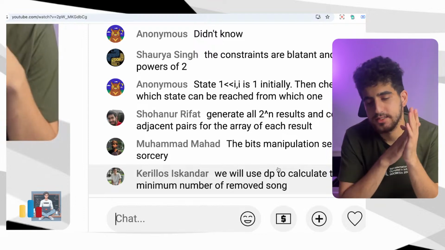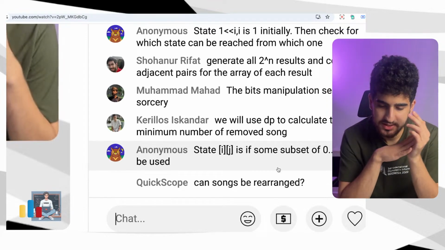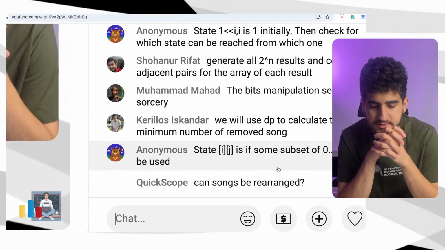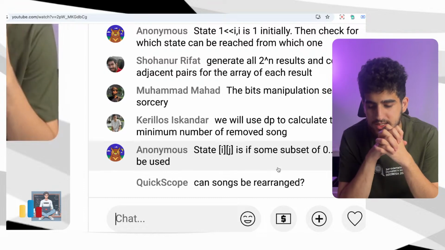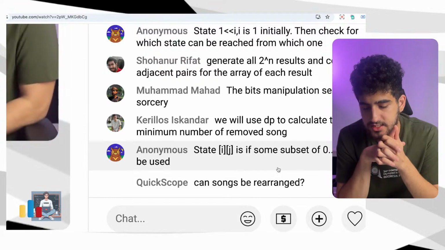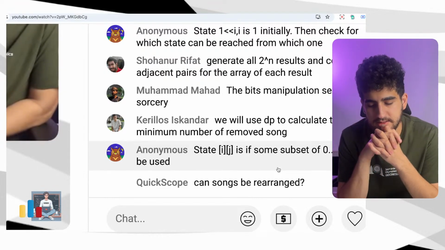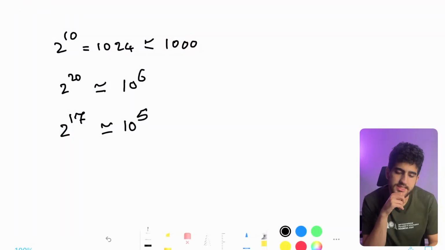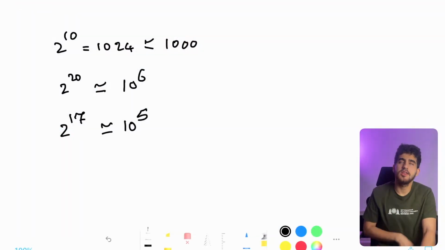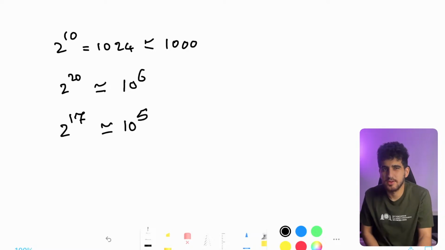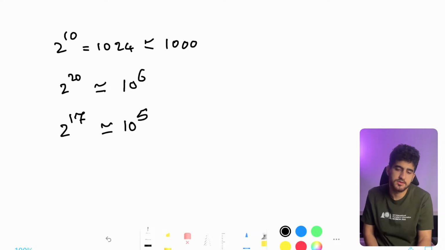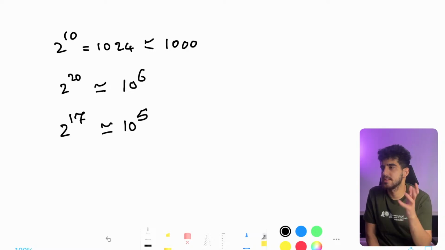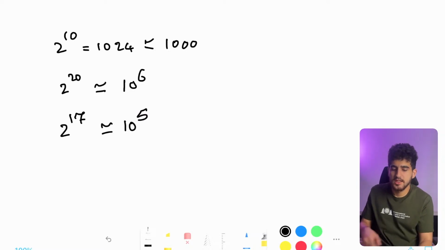These are all very interesting ideas. Good job, guys. The set i, j is some subset of 0 to i that can be used. Yes, songs will be rearranged at the end. Otherwise it could be solved in O of n squared, I think. If they wouldn't rearrange, you could just keep that. What was the last one that you haven't read?